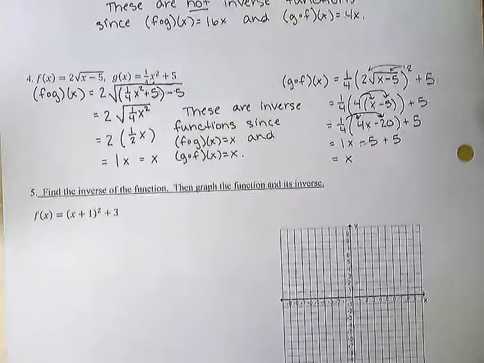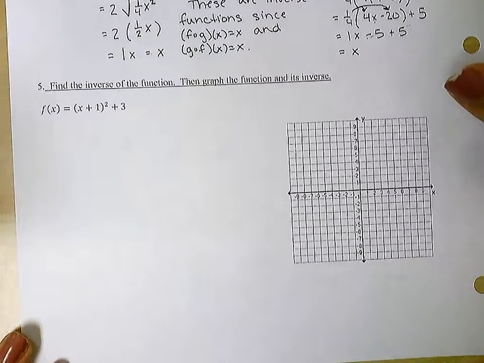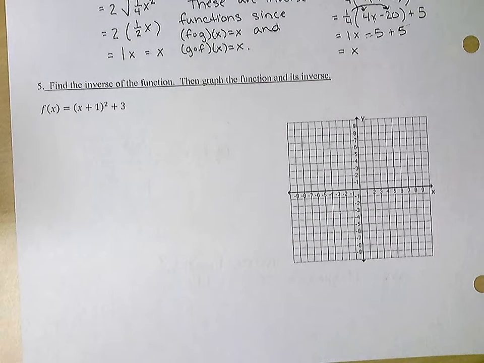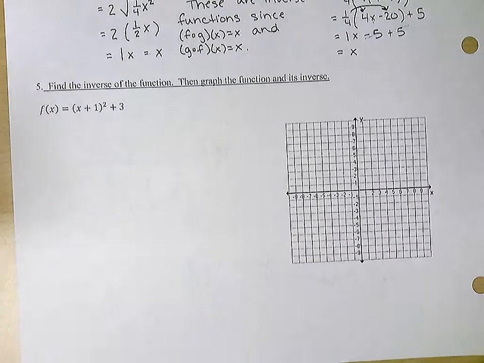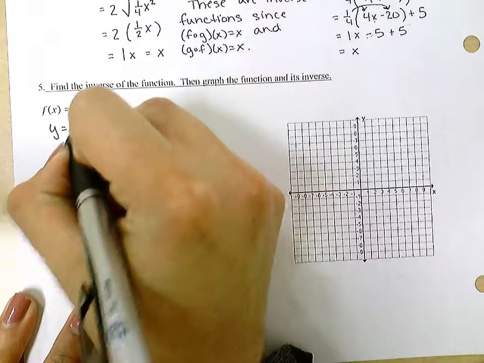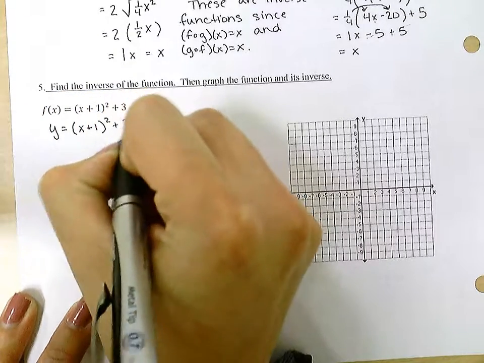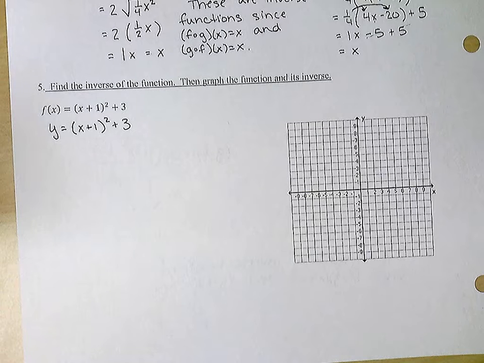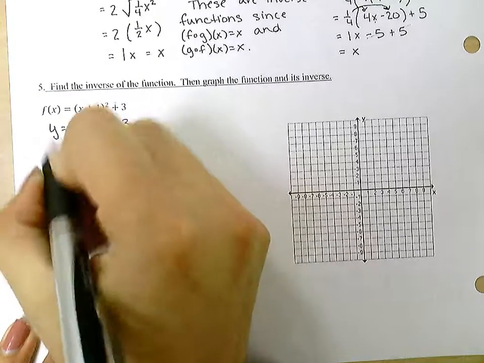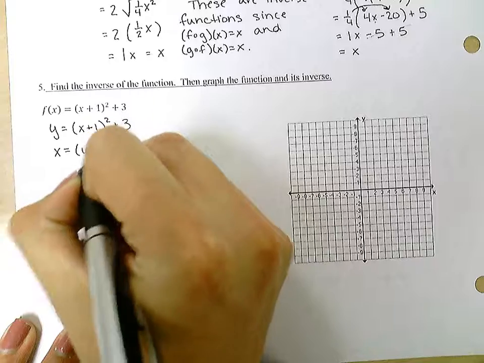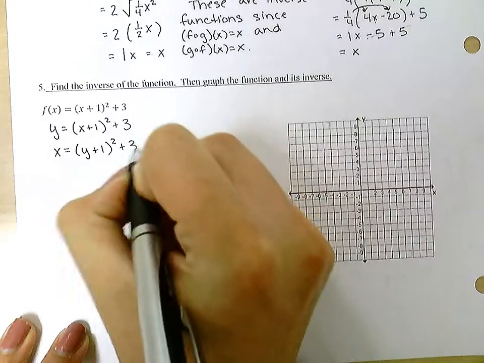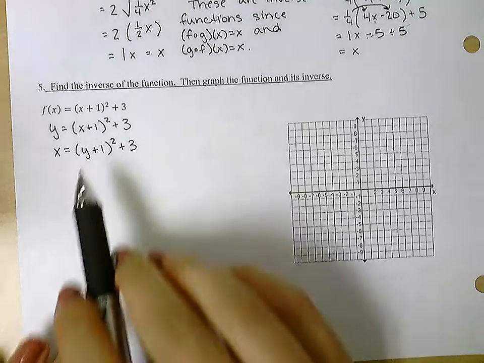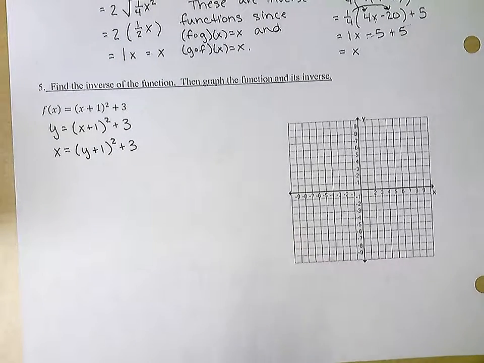All right, last problem here. We want to find the inverse of the function. So this is what we did yesterday, just as a refresher of how to find that inverse. So we can think of this f of x as y. Just replace it with y here. Now when we're finding the inverse of a function, all we have to do is switch our x and y values. So I'm going to switch x and y, so now I have x equals y plus 1 squared plus 3.